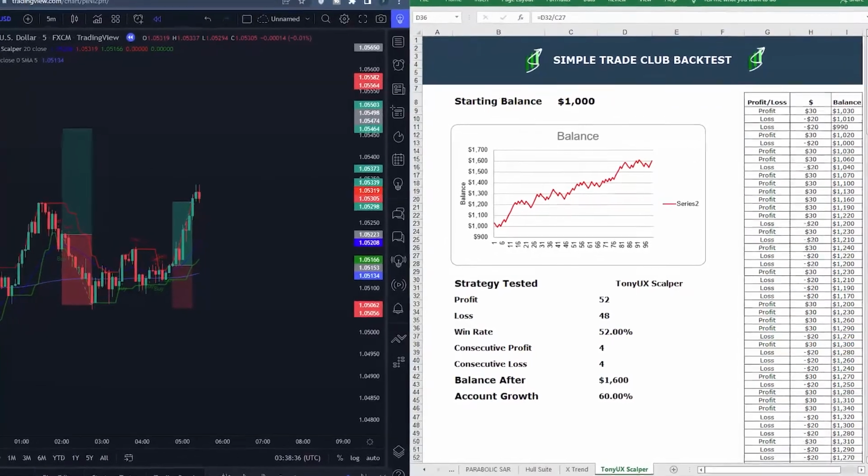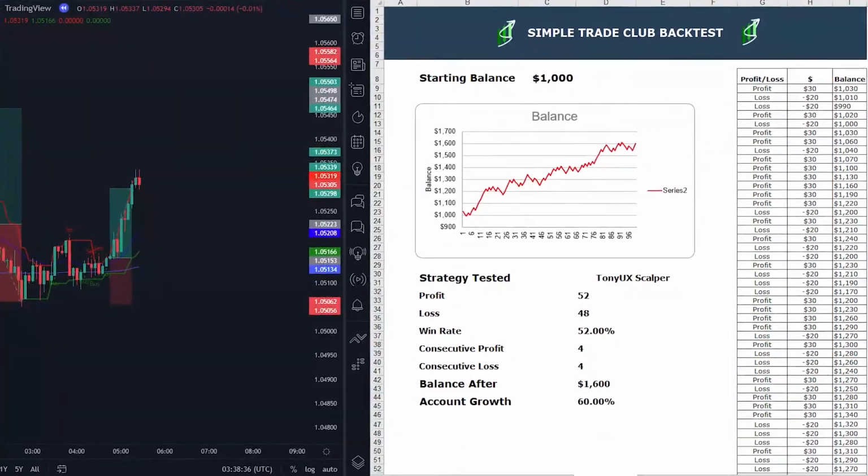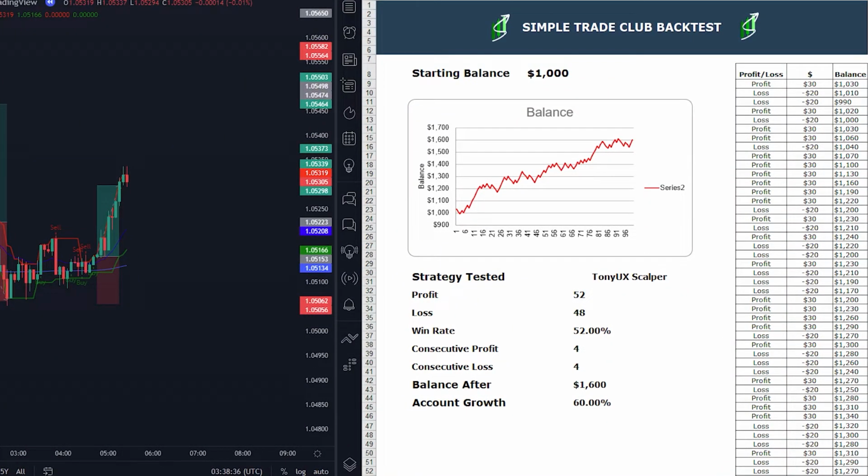Now, we can see the result of the easy scalping strategy. The tonyux scalper indicator and 200 period moving average has 52 profit trades and 48 loss trades. It means on 1 to 1.5 risk reward ratio, the tonyux scalper indicator has 52% win rate. The consecutive profit is 4 trades in a row and the consecutive loss is 4 in a row. The account starts from $1,000 and ends up at $1,600 with 60% account growth.